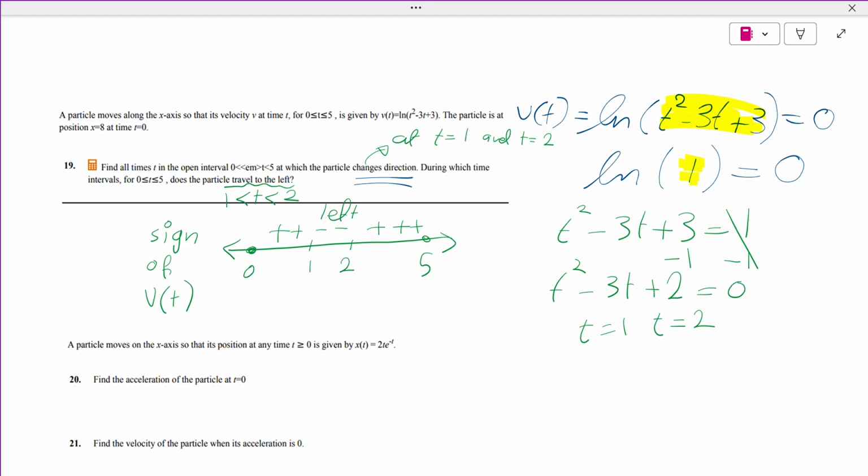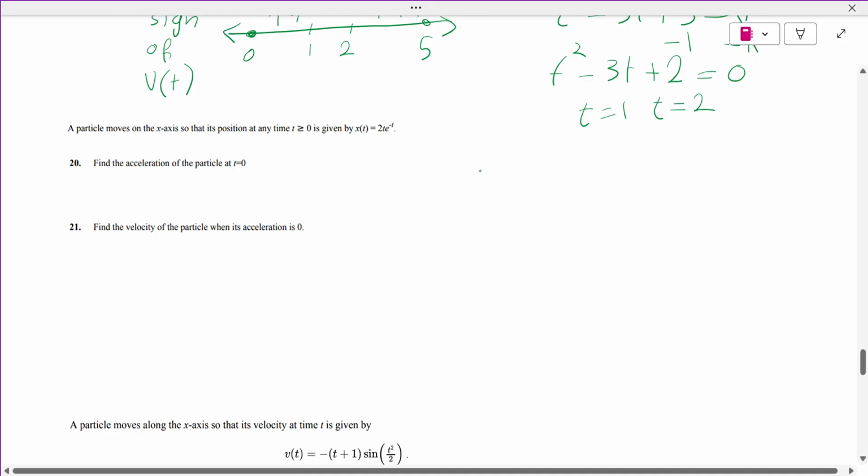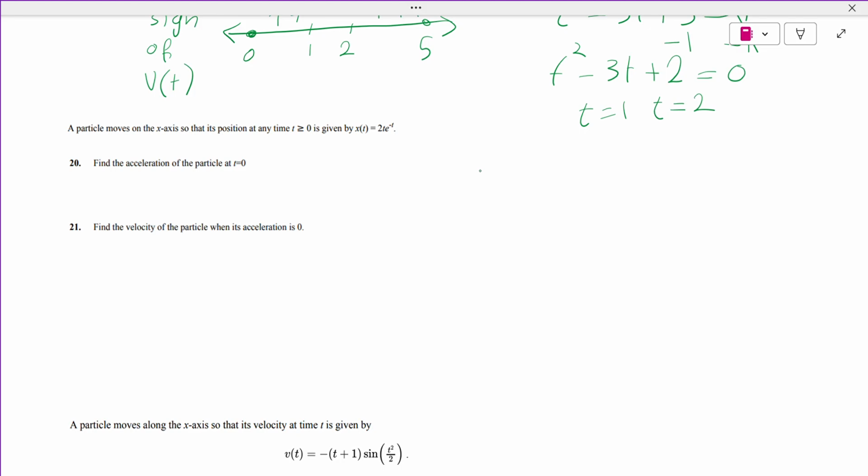Moving on to the next question. A particle moves on the x-axis so that the position is given by x of t. Find the acceleration at t equals 0. Well, we have 2t to be first and the exponential to be the second. So the acceleration: differentiate the first, leave the second, plus leave the first, differentiate the second, right?